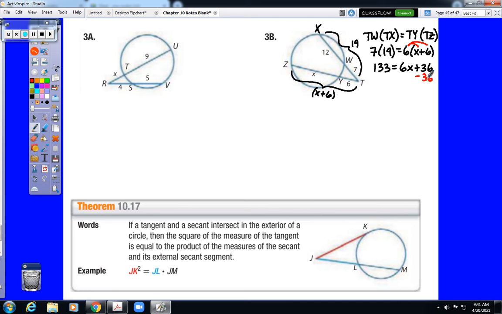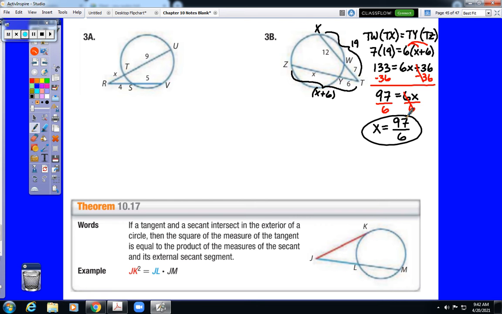We then subtract 36 from each side, which gives us 97 equals 6x. The final step then would be to divide by 6. 97 is not divisible by 6, nor does the fraction 97 over 6 reduce. So I would just leave that as my answer, 97 over 6. You could convert that into a decimal, that is 16.6 repeating if the directions require.